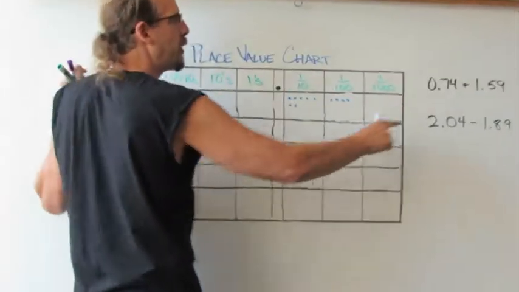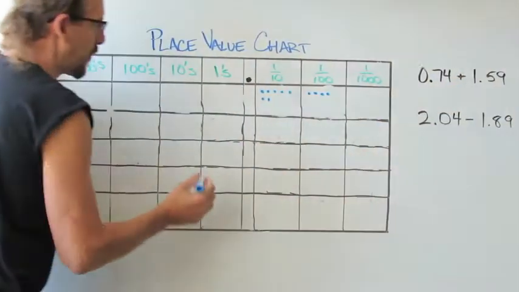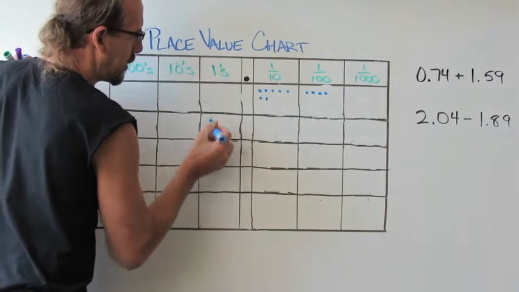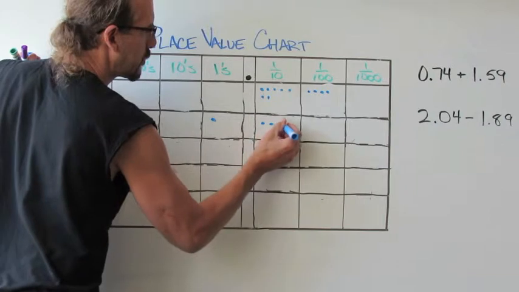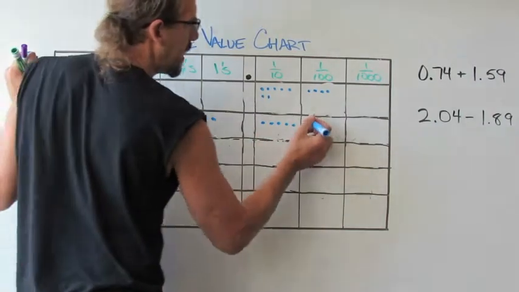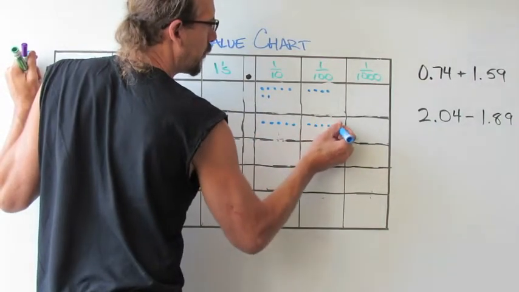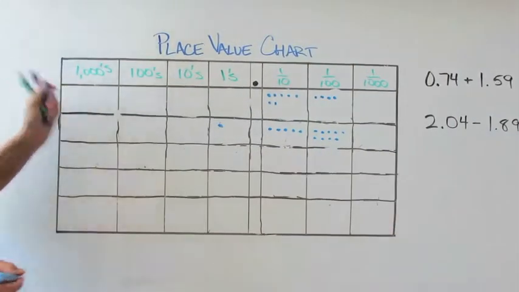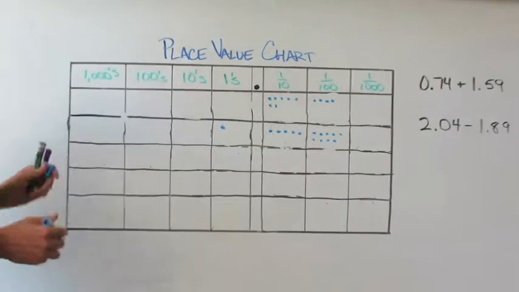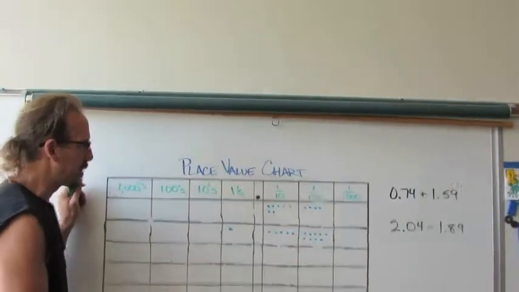To that, I'm going to add 1 and 59 hundredths. So I'm going to put 1 here. I'm going to put 5 in the tenths place: 2, 3, 4, 5. And 9 in the hundredths place: 1, 2, 3, 4, 5, 6, 7, 8, 9. Now it's simple to add them together. And what I'm looking for are groups of 10.